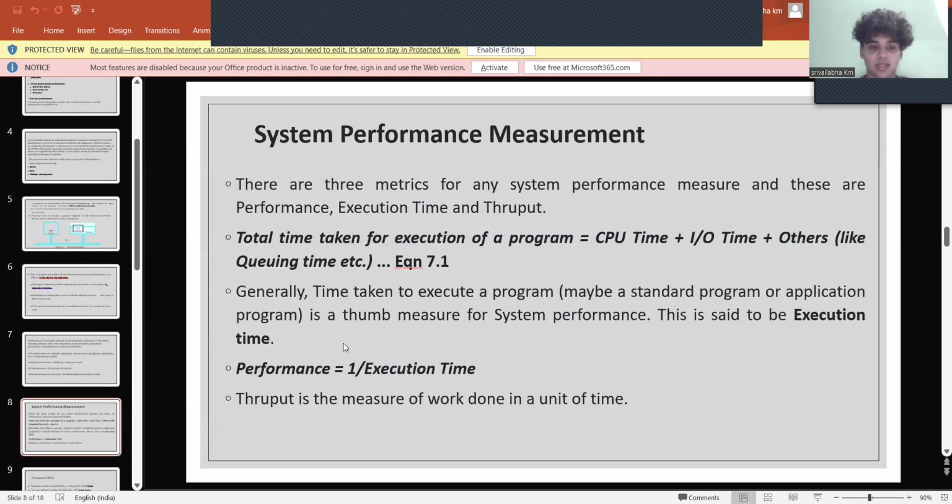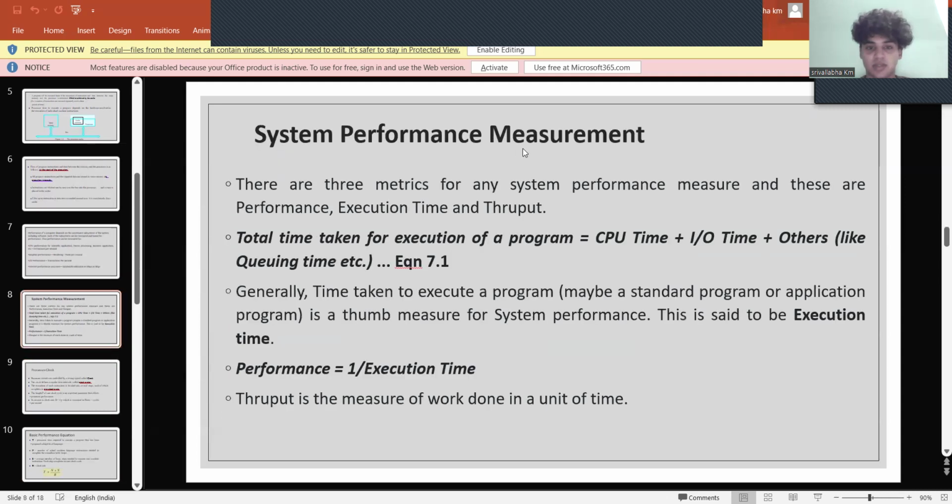Next, if you move on to the next slide, this is system performance measurements. There are three metrics for any system performance measure: performance, execution time, and throughput. Total time taken for execution of a program is equal to CPU time plus input output time, and others like queuing time, as in priority scheduling.